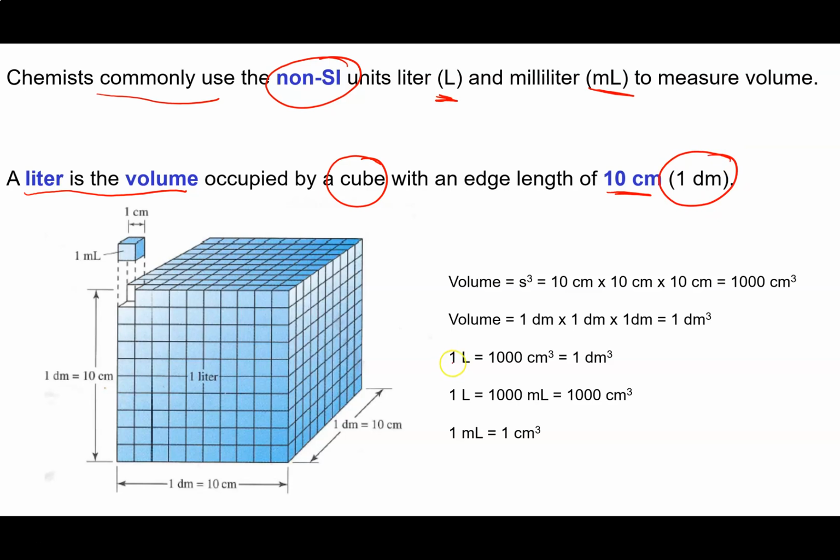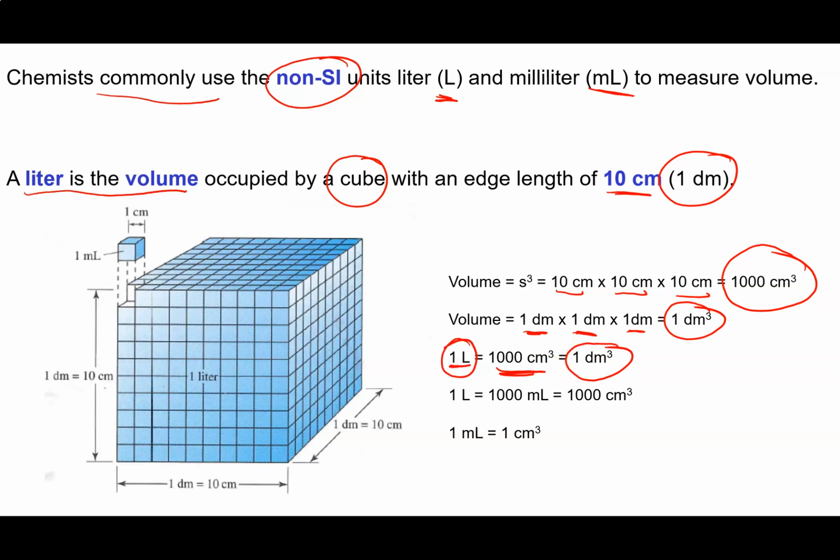So a litre is just the volume of a cube that is 10 centimeters by 10 centimeters by 10 centimeters on each side, or it's the volume of a cube that is 1,000 centimeters cubed. Another way of saying it is it's the volume of a cube that is 1 decimeter on each side, so that would be 1 decimeter times 1 decimeter times 1 decimeter, or 1 decimeter cubed. So we've got a couple of things here. A litre is 1,000 centimeters cubed, or 1 decimeter cubed.